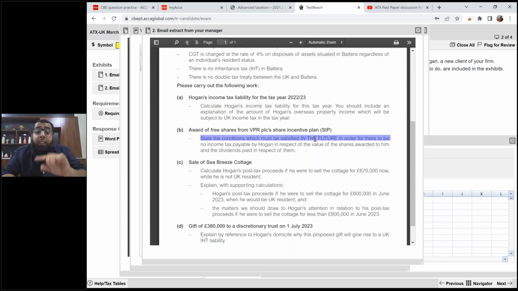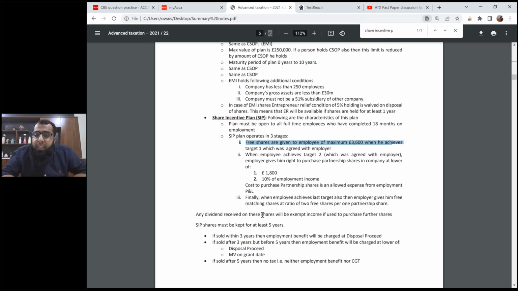You have to retain. See, he is not talking about award of shares. He has already got the shares. He's talking about the future. So 5 years retention is necessary in respect of the shares. And for the dividend, it is necessary that you use the dividend to purchase further shares. See, it is written in the share incentive plan: any dividend received on these shares will be exempt income if used to purchase further shares. SIP shares must be kept for 5 years.